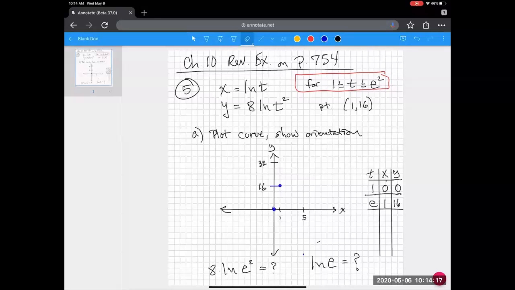All right, so let's go ahead and put the other end of the spectrum because we only have to do this between 1 and e squared. So let's at least put in e squared and see what happens. So any suggestions what I get for x or y if I plug in e squared? 2 for x, right? And 32 for y. Okay, so thank you. All right, so then if I go over to my graph, that would be right there.